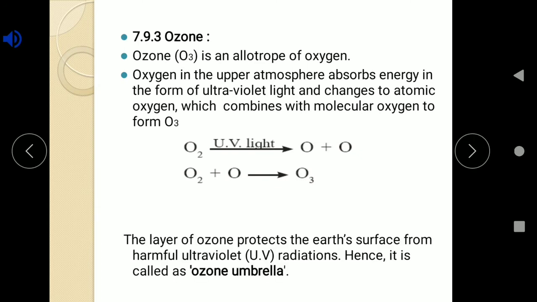This layer of ozone, which is present in the upper atmosphere, protects Earth's surface from the harmful ultraviolet radiations coming directly on Earth, and hence it is called the ozone umbrella.